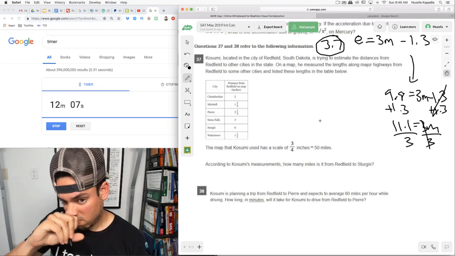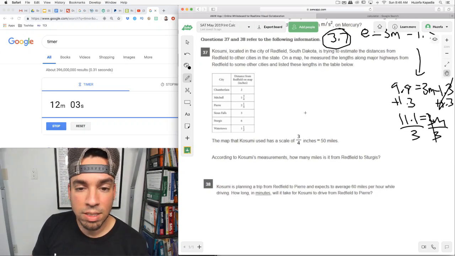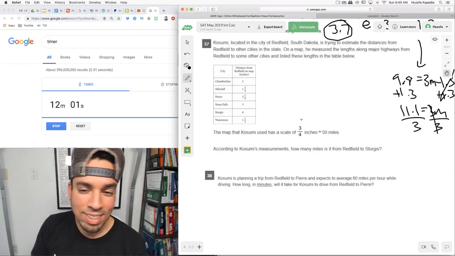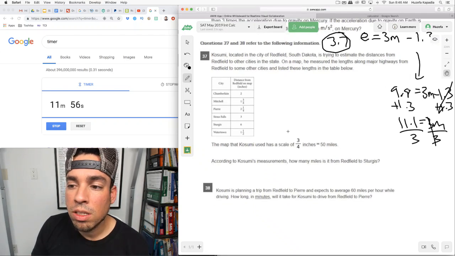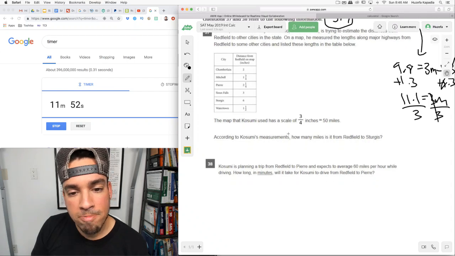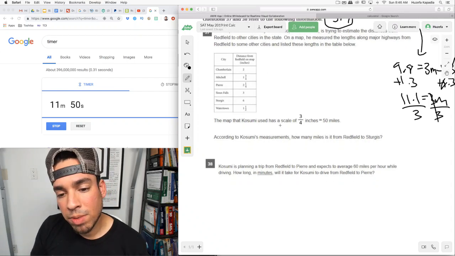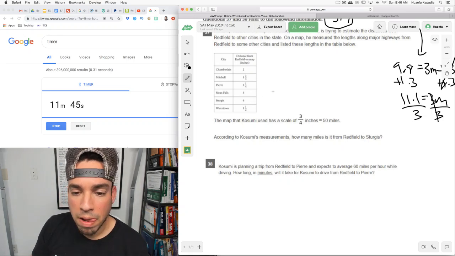Kosumi, located in the city of Redfield, South Dakota, is trying to estimate the distances from Redfield to other cities in the state. And this is for both questions. On a map, he measured the lengths along major highways from Redfield to some other cities and listed these lengths in the table below. The map that Kosumi used has a scale of 3/4 inches to 50 miles. Got it.